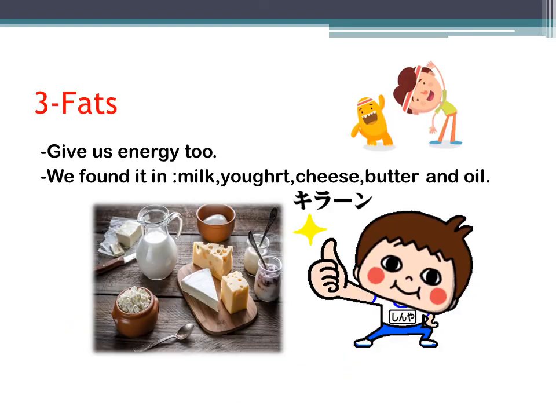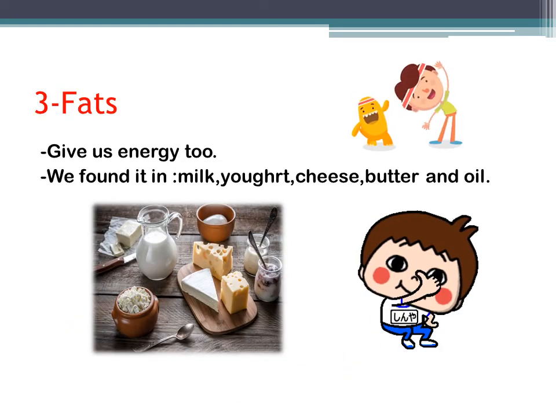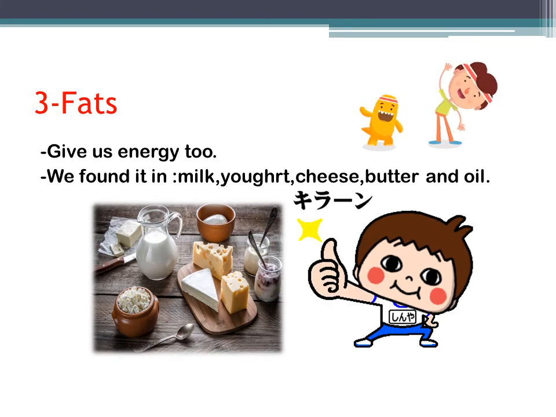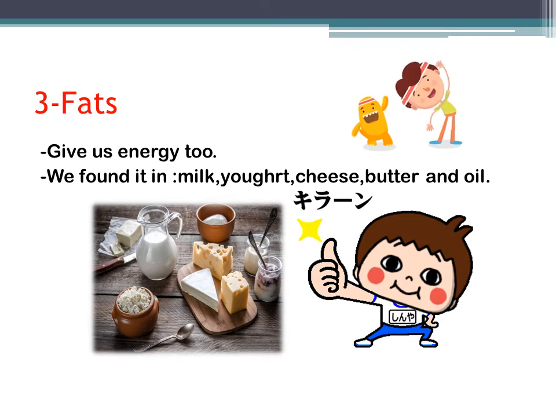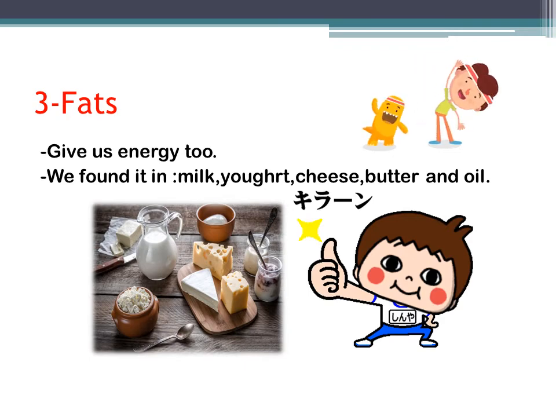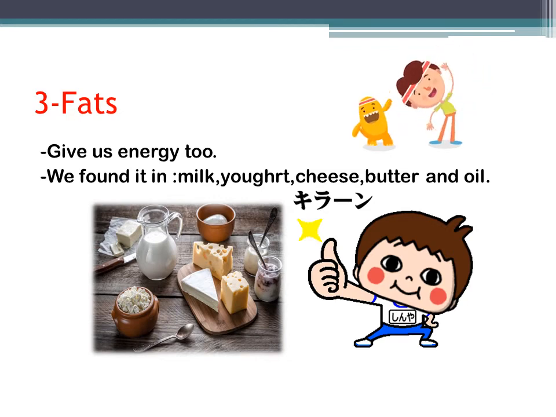The third nutrient is called fats. Fats also give us energy. We need energy to do all our favorite activities.